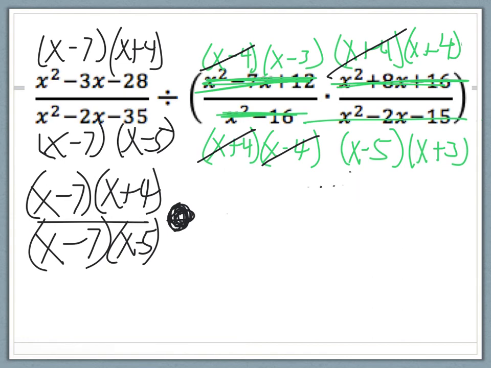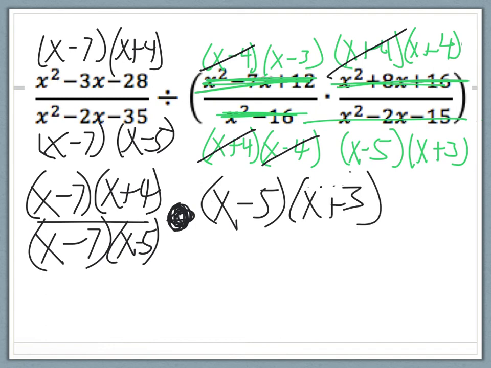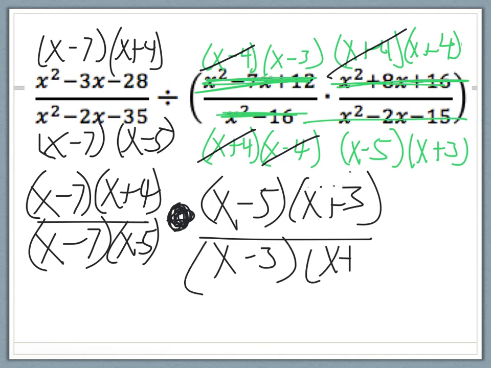So when I flip it, it's going to be x minus 5 on top, x plus 3, and then we're going to have x minus 3, x plus 4.